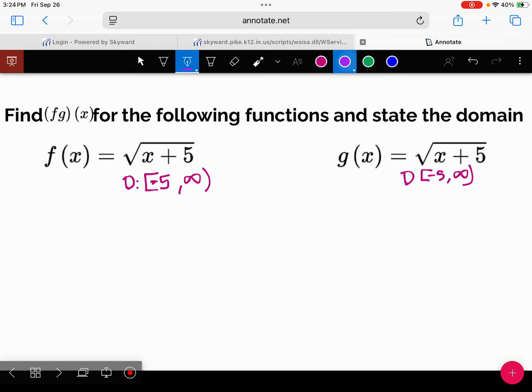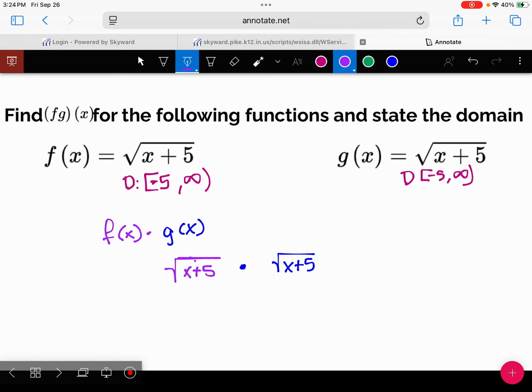When we start looking at this product here, if we take our f of x times our g of x, as we're requested to do up here, f times g of x, so f of x times g of x, that means we're going to take our square root of x plus 5 times our square root of x plus 5, multiplying the two things together.